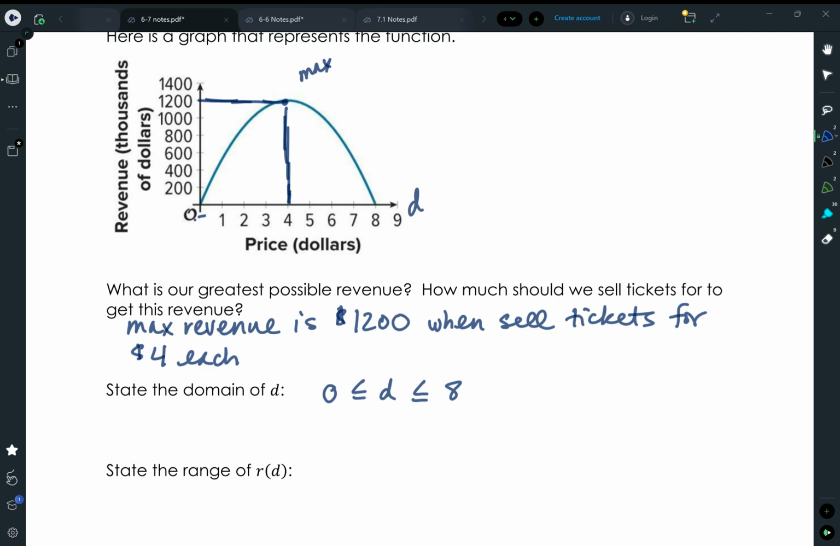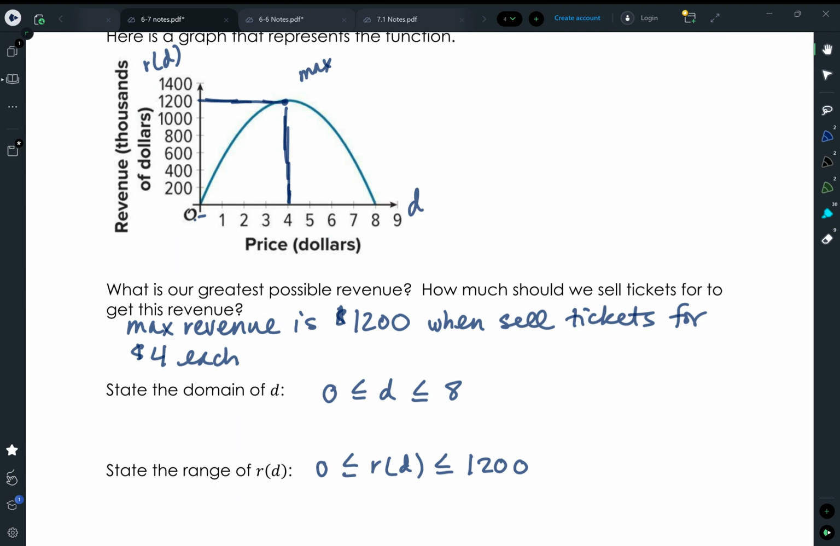If we're looking at our range, our R of D, revenue, it looks like it's anywhere from 0 to 1200. And it looks like that's actually in thousands, so I'd have to add a few more zeros to that if I'm understanding that correctly. So we'll leave it this way. That's the way my formula works. Again, I could have decimal numbers. 0 is the least I could make. 1200 is the most amount of money that I could make. So just a little review of domain and range.